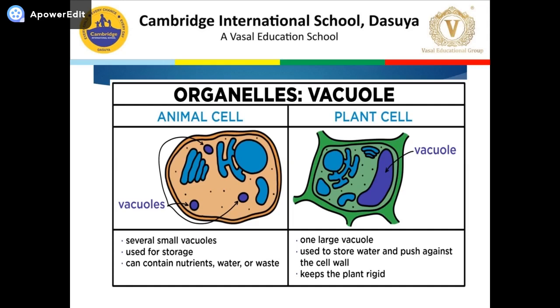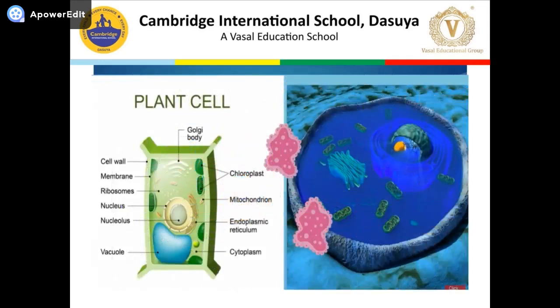But on the other side, in an animal cell, several small vacuoles are there, used for storage, and they contain nutrients, water or waste. Vacuoles are not found in bacterial cells, and some single-celled protista have a vacuole which is called a contractile vacuole, which opens and closes to regulate the amount of water inside the protista. Take a look at the contractile vacuole.